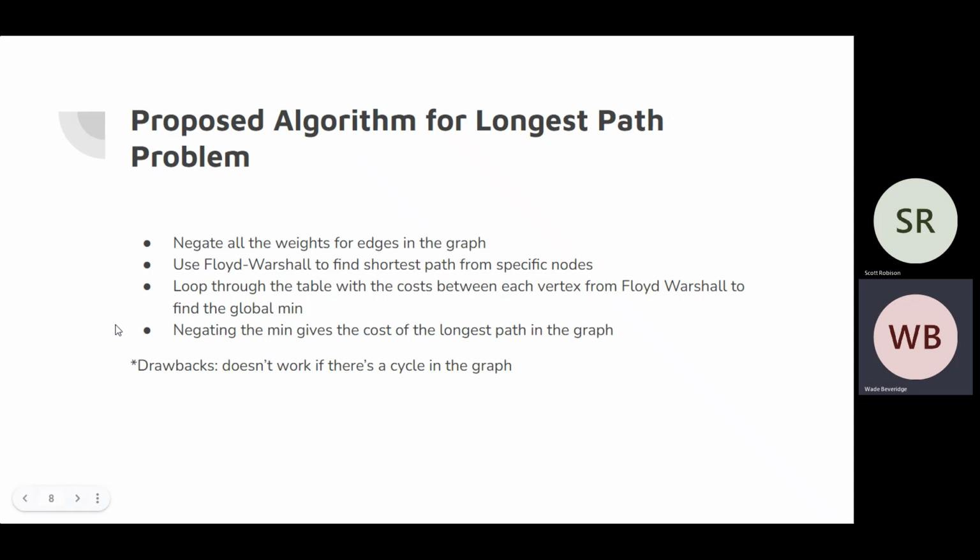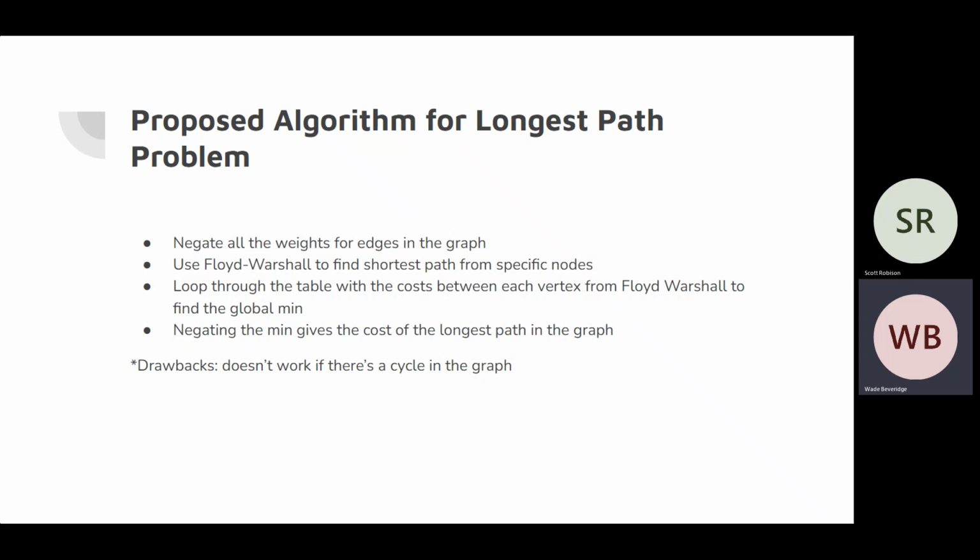Another option that we looked at for solving this problem was a variation of the Floyd-Warshall algorithm. What we do is negate all the weights for the edges in the graph, so just multiply them by -1. Then we use Floyd-Warshall to find the shortest path between all the specific nodes. Once we have the table that the Floyd-Warshall algorithm gives us, we just do a simple two-dimensional for loop to find the minimum there. Then once we negate that, that gives us the cost of the longest path in the graph.